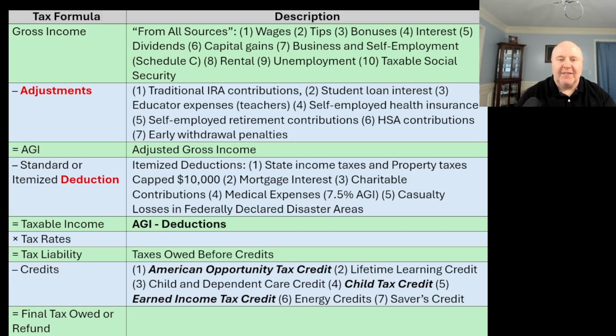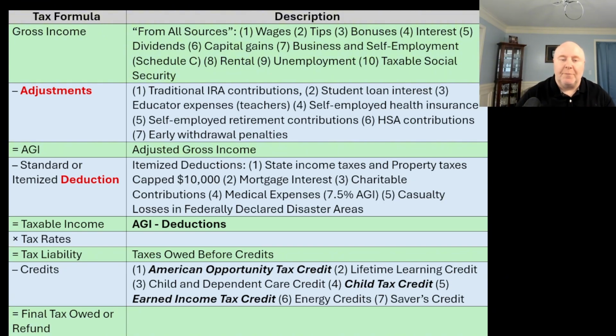So on the left-hand side of this table, we see the tax formula. This is the same formula that your CPA or tax attorney is using, or your enrolled agent, or if you're doing the taxes alone, if you're using something like TurboTax or TaxAct or whatever program you're using, this is the formula that it really applies. There's the basic formula for us.